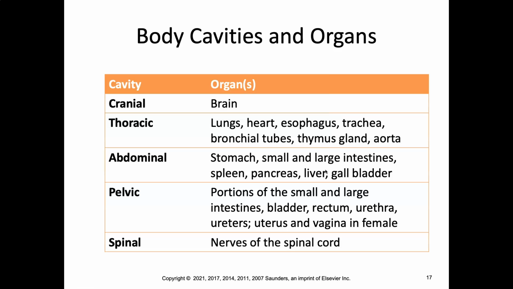So as we were talking about, what's in each cavity? Well, in the cranial, it's the brain, which includes the pituitary gland. The thoracic is your lungs, heart, esophagus, trachea, bronchial tubes, thymus gland, and aorta. Your abdominal and pelvic, if you put those together, includes stomach, small and large intestines, spleen, pancreas, liver, gallbladder, bladder, rectum, urethra, and ureters, and in the female, it also includes a uterus and vagina. Your spinal cavity just includes the spinal cord and all the nerves that are coming off of it.